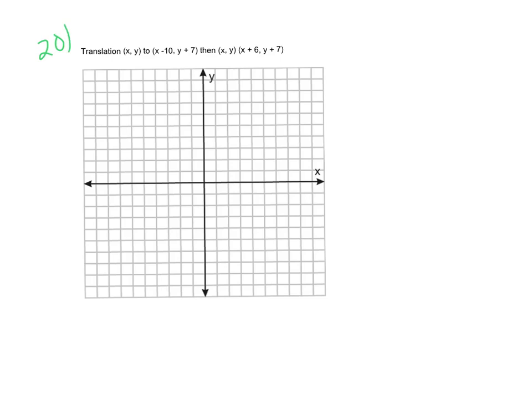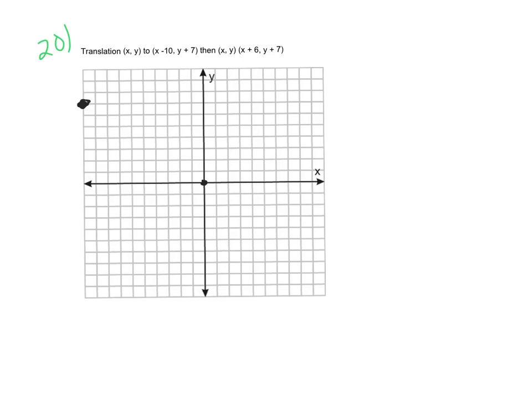Okay, so we're going to start where we are at 0, 0. We're going to just pretend that that's what my x, y originally is. So if I do a transformation of x minus 10, y plus 7, that's going to be over here to 10, and then I'm going to go up 7, 1, 2, 3, 4, 5, 6, 7. Okay, so that's my first transformation. If that's all there was, a translation of that point, x minus 10, y plus 7, I would be over there.